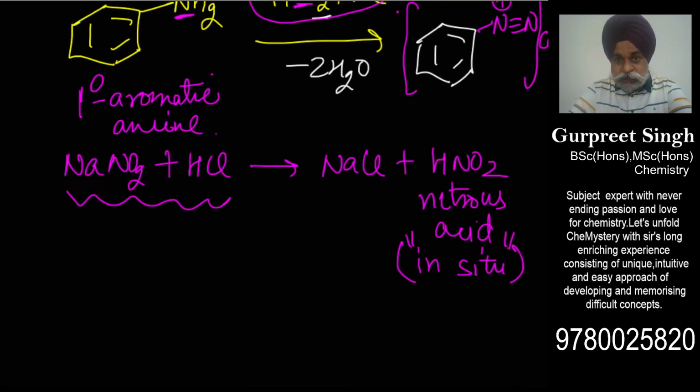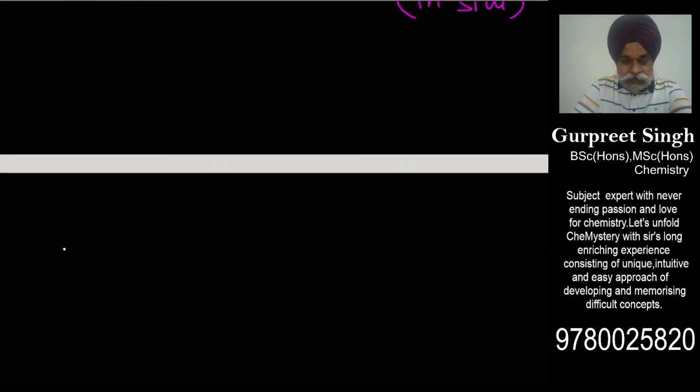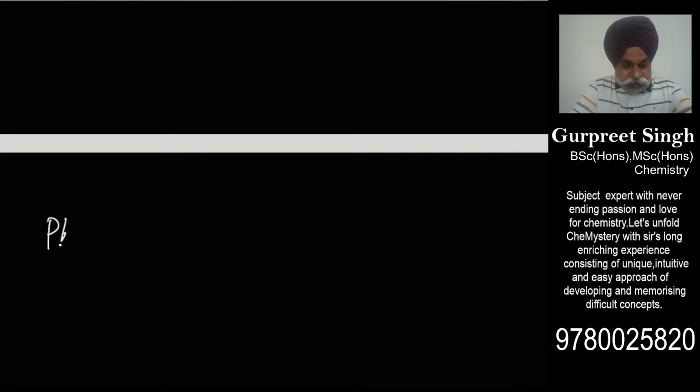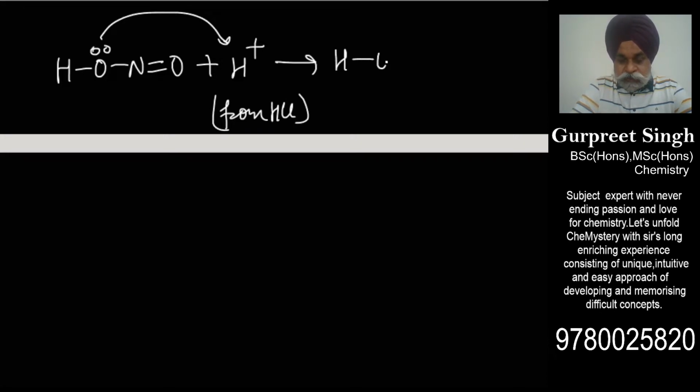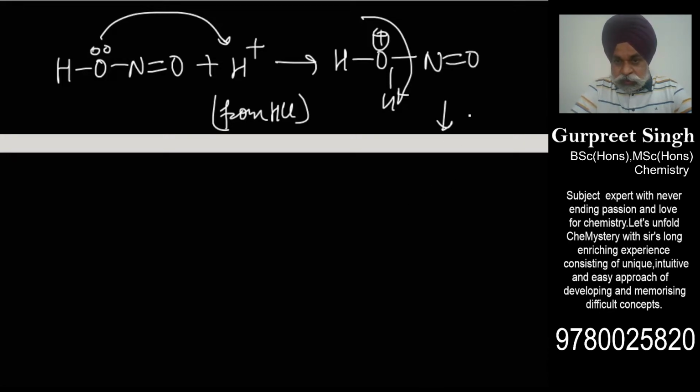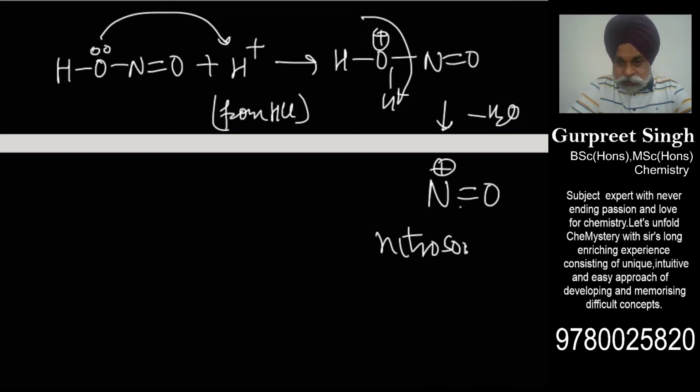Now if you would push me to write its mechanism, it is not very difficult, it is very easy. So you have generated nitrous acid in situ, and this nitrous acid is then attacked by the H positive from HCl. This would attack the lone pair, resulting in the formation of protonated nitrous acid, and this protonated nitrous acid loses water, and you would get a nitrosonium cation.